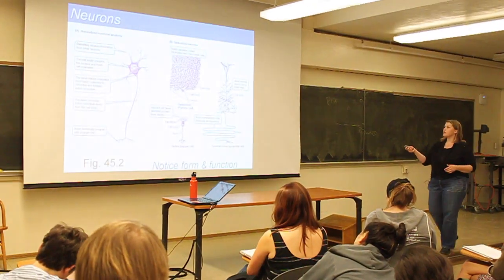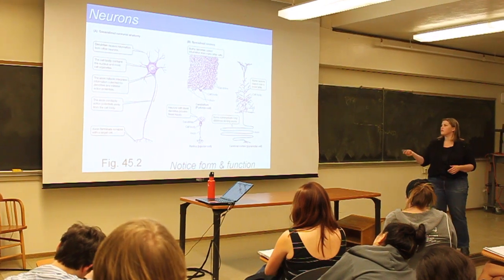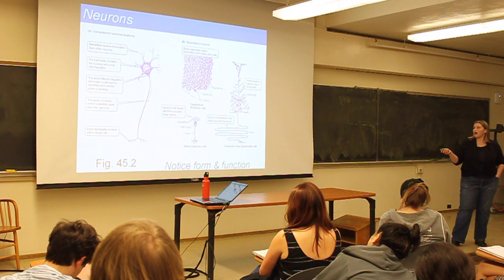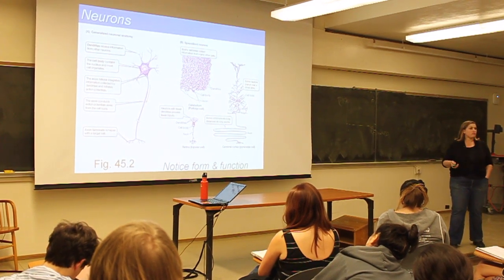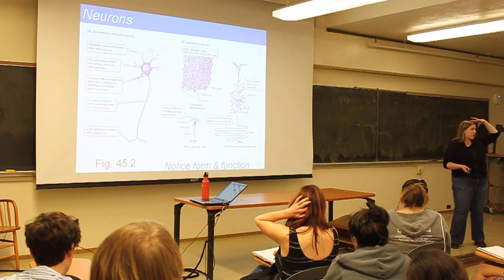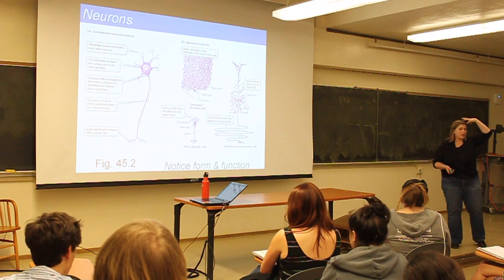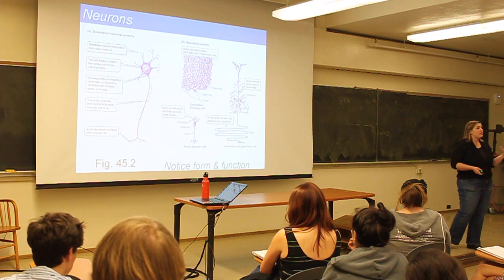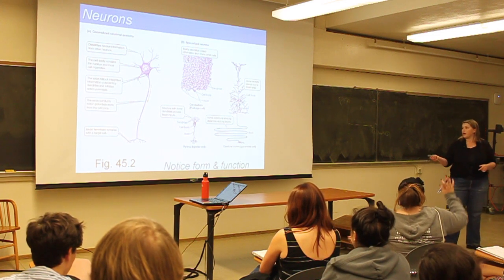You have lots of inputs coming into one cell body and one single axon. These are called pyramidal cells, and they are found in the cerebral cortex, in the gray matter part of the brain, okay? You could do this all day. There's lots and lots of variety in the kind of neurons that you can see in the body.